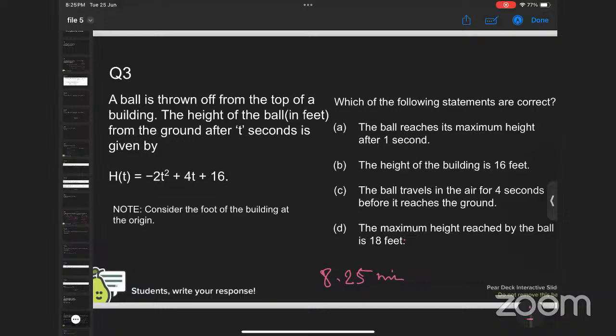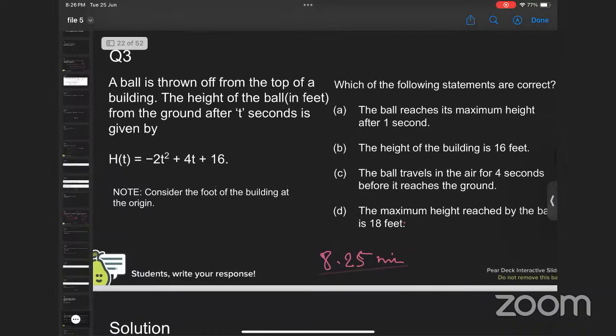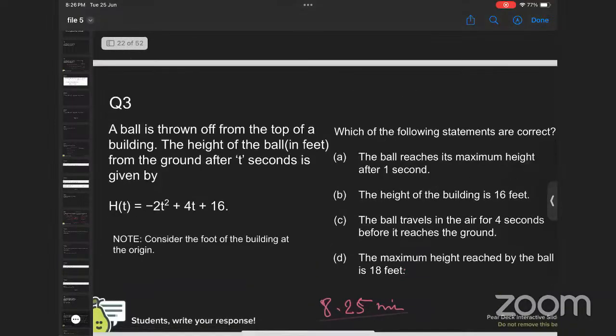Ma'am, first we have to do the middle term factor. We will see the solution. So let's start the solution.